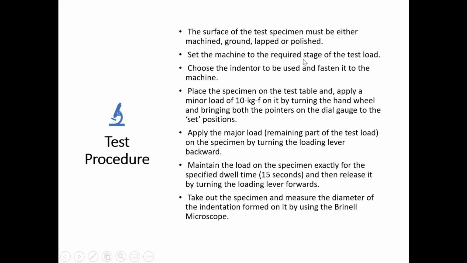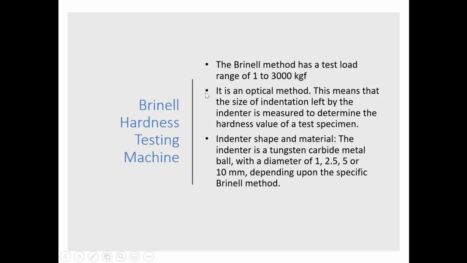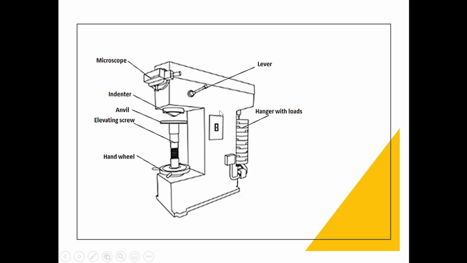Set the machine to the required stage of the test load. Choose the indenter to be used and fasten it to the machine. So, first we have to engage the indenter. This is the indenter which is to be engaged here. This can be changed, and different types of indenter, that is 1 mm ball, 2.5 mm ball, 5 mm ball or 10 mm ball, can be used as per the application.